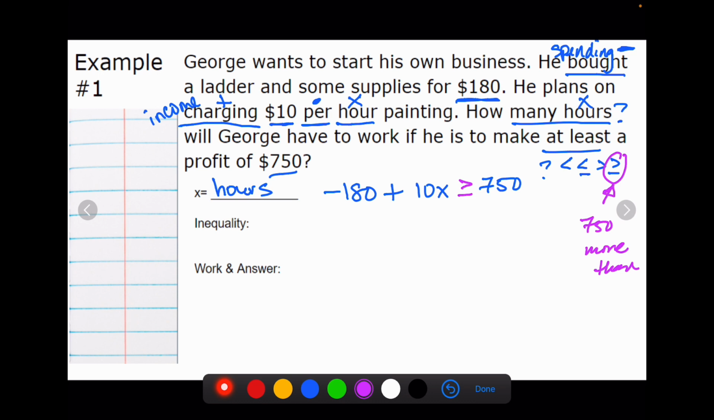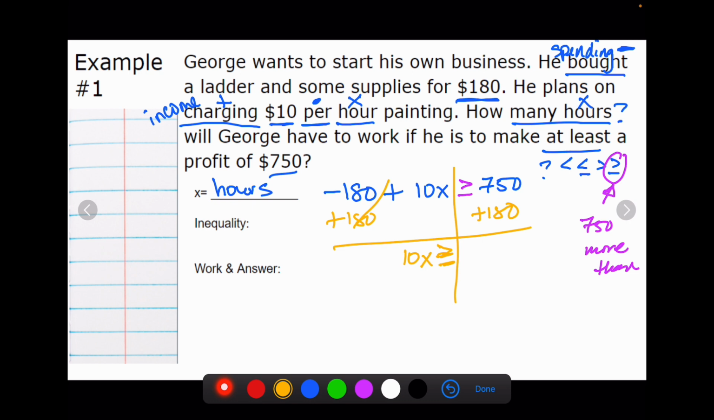So the next step is to go ahead and solve this out. You would work this out again, just like any other problem. So I would need to solve for x. I'm going to add 180 to both sides. I get 10x. Ooh, look at me go. I almost put an equal sign. Okay.